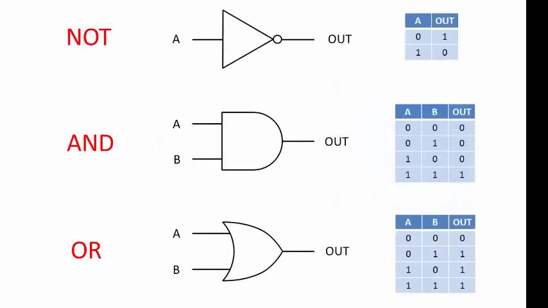To summarise then, these are the three main logic gates which you need to know, and the truth tables which describe the way they behave. Later, we'll see how these can be combined to produce some very interesting circuits.